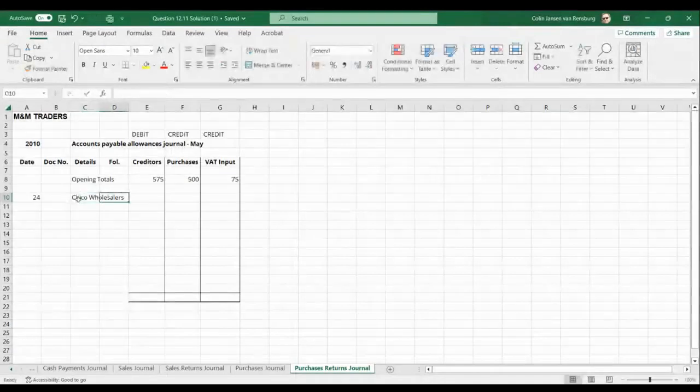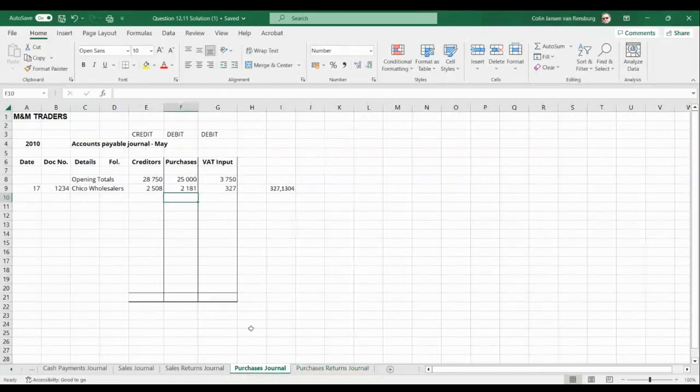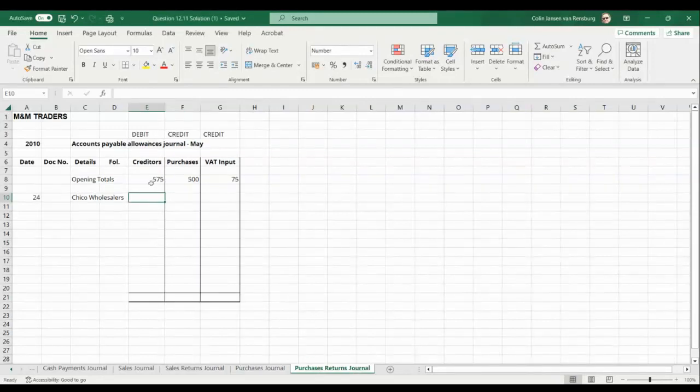Chico Wholesalers. Now remember, we are debiting creditors because let us just see in the purchases journal, we would have credited them because they are a creditor and we owe them more. But now in the purchases returns journal, we owe them less. So it means we are going to be debiting creditors. We are going to credit purchases because our purchases become less. We are going to credit VAT input because our VAT input is going to become less.